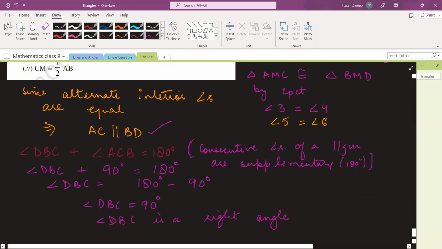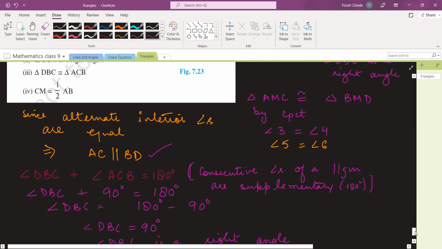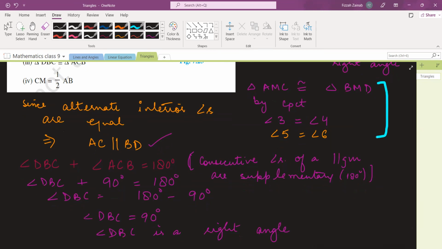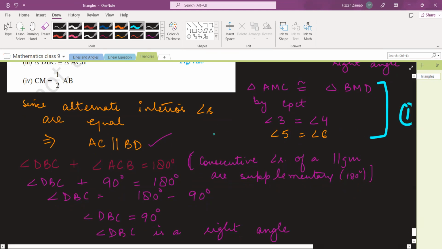Any confusion, anyone? See, there are at least three concepts involved in this particular part only. One concept was congruency criteria. We have shown that it is congruent, then by CPCT the angles are equal. Now, because the angles are equal, the lines are parallel. That was the first concept. Then there was a second concept, and then the third concept: that the consecutive angles of a parallelogram are supplementary. Okay, let us see the third part of this problem.